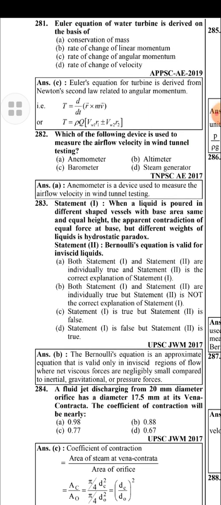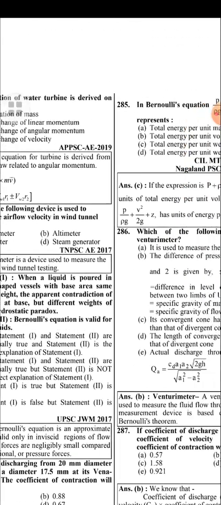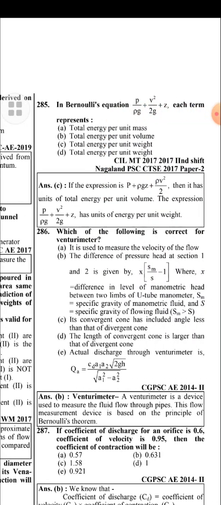A fluid jet discharged from a 20 mm diameter orifice has a diameter of 17.5 mm at its vena contracta. The coefficient of contraction will be nearly 0.77. Coefficient of contraction is equal to area of stream at vena contracta by area of orifice, that is Ac by Ao, which is pi by 4 dc square by pi by 4 do square. So from here, 0.6775, that is approximately 0.77.